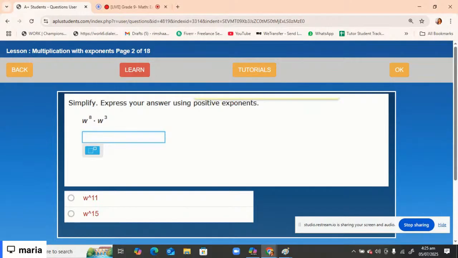Now w power 8 dot w power 3. Now you guys tell me the answer of this. Everyone tell me the answer of this one. Tell me in the chat.